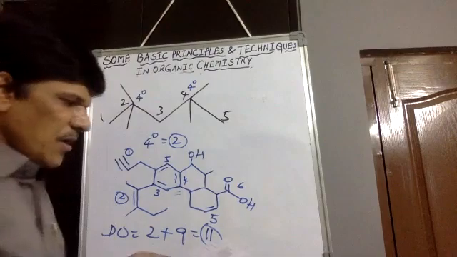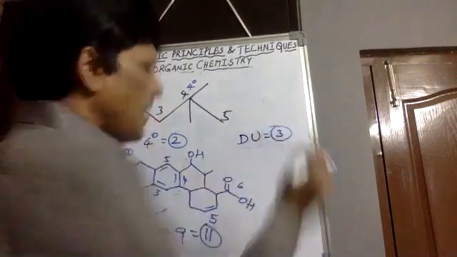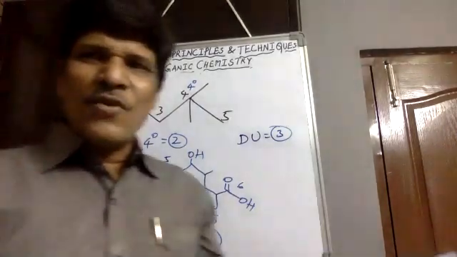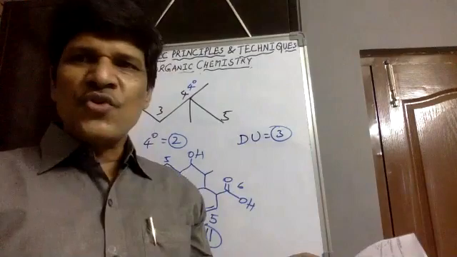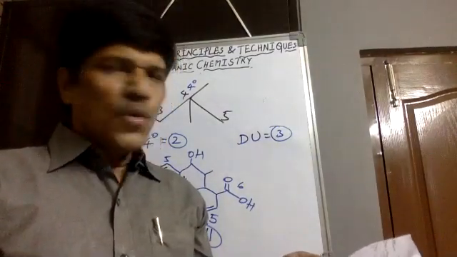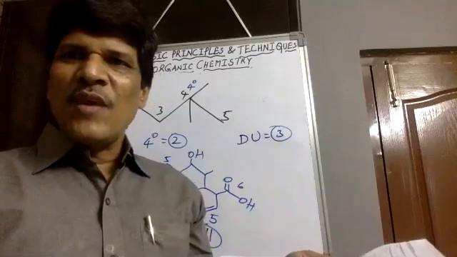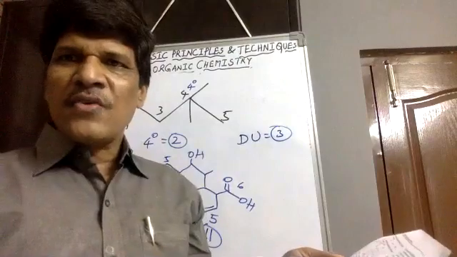Now that is 3. Degree of unsaturation if it is 3, one triple bond means double bond equivalents, or degrees of unsaturation, is 2. One double bond shows 1. 2 plus 1, 3 exactly. Then one double bond and 2 rings. One ring is equal to one double bond equivalent. One double bond means 1 plus 2 cyclic show 3.